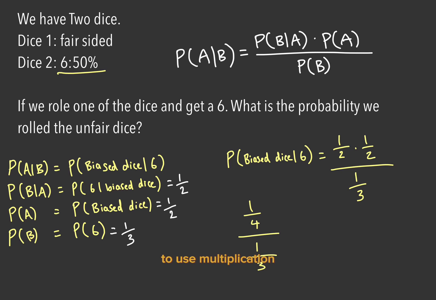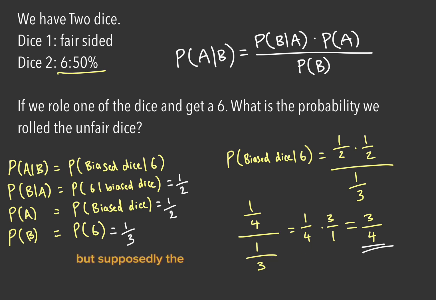To use multiplication, we can flip the denominator and calculate it more simply this way. This gives our final answer 3/4. So the probability of rolling one die, supposedly the biased die, and getting a 6 is 3/4. And that is our final answer.